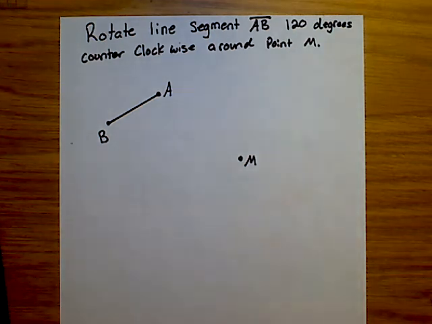Okay, this is part one of two videos. In part two, you'll learn how to rotate a polygon. But in part one, you're going to rotate a line segment. So here's what we're trying to do. We're going to rotate line segment AB 120 degrees counterclockwise around point M. So that's what we need to do first.